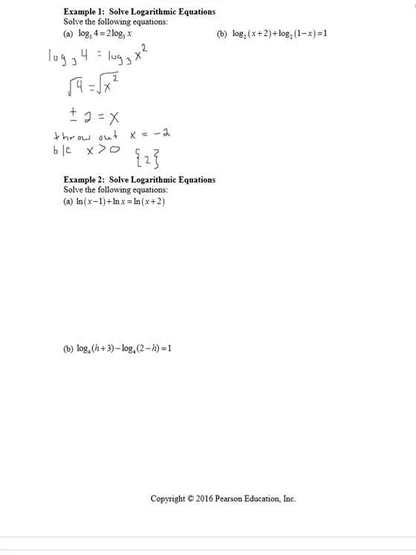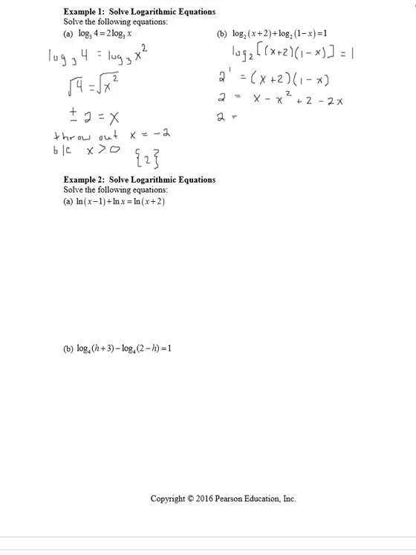Now for the next one, we have log base 2 of x plus 2 plus log base 2 of 1 minus x equals 1. So we need to combine these into one logarithm using the property that when we have a sum, we can turn it into a product. Now we can use the definition, change it into exponential form. In other words, it says 2 to the first equals x plus 2 times 1 minus x, and then we FOIL, so we get x minus x squared plus 2 minus 2x.